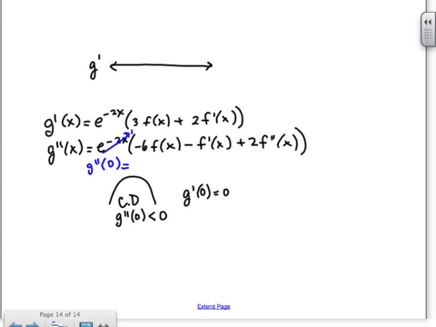This first part's 1. I have negative 6 times f of 0. Didn't we already do this? Oh, no, we did it for g prime. So negative 6 times f of 0 was 2. Minus f prime of 0 is negative 3. Plus 2, f double prime of 0 is 0. So I get negative 12 plus 3, so I get negative 9. So it's concave down.